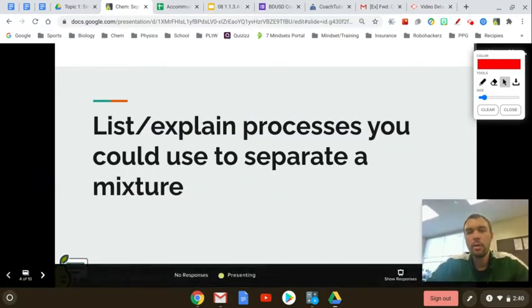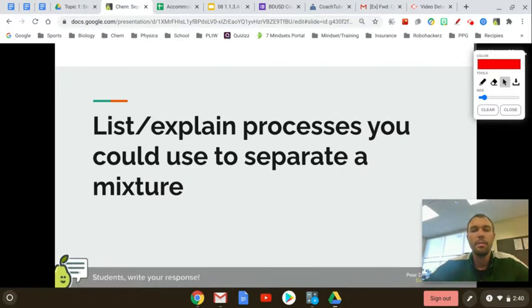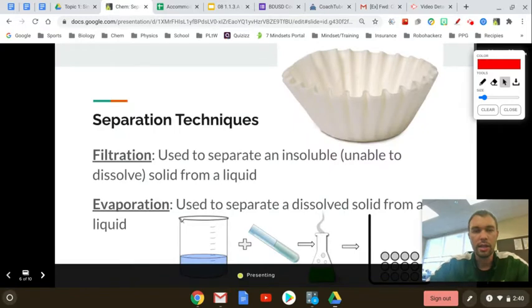List or explain a process you could use to separate a mixture. If you think of some sort of mixture where we have an impure substance, with multiple things combined in a cup or on a plate or a bowl, what is something you could do to try to separate the different parts of that mixture? I want you to come up with one on your own, because these separation technique notes are going to explain how you can do that with certain things. So let's get into separation techniques.